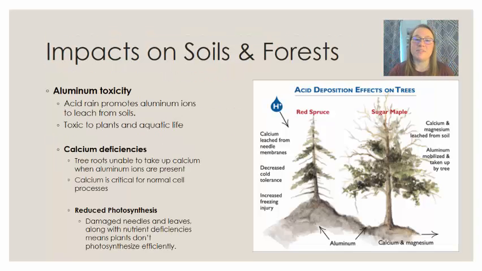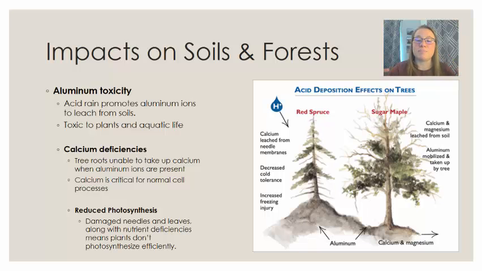This acid deposition is going to severely impact soils and forests. We're going to see a lot of dead trees in areas that are impacted by this acid rain. Now, you need to know this, so make sure to write this down, make sure to turn it into flashcards and to study it. One of the main impacts is called aluminum toxicity. So the acid rain promotes the aluminum ions that are naturally in the soil to leach out.